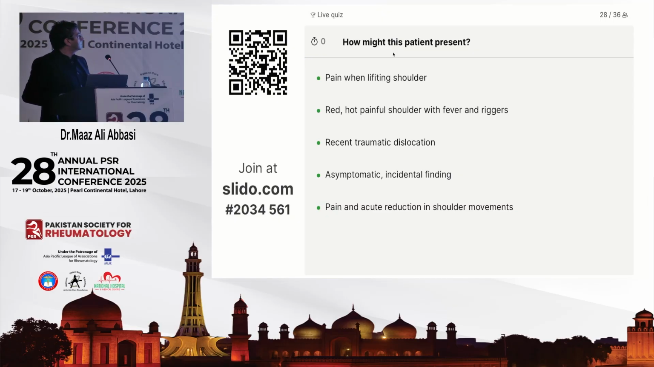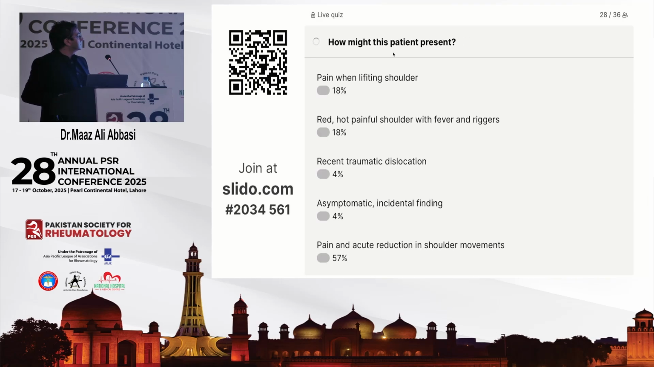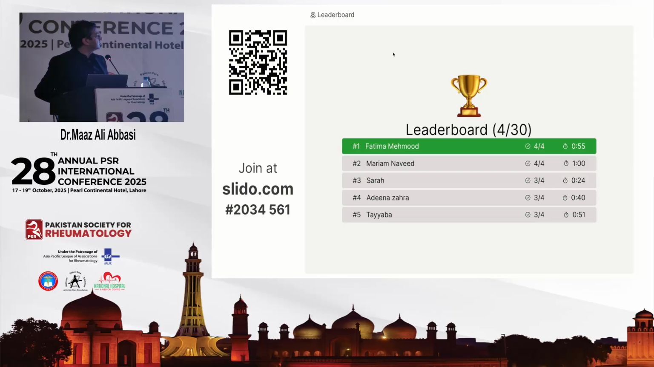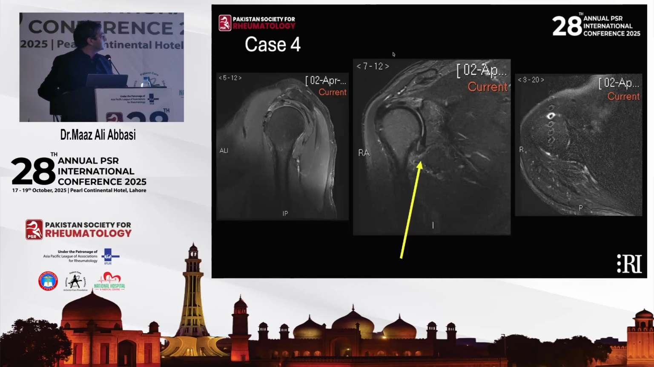Okay, here we go. Correct answer is brilliant. Pain and acute reduction in shoulder movements. That is correct. This is adhesive capsulitis or frozen shoulder. Powering ahead, Fatima Mahmood, brilliant, well done.